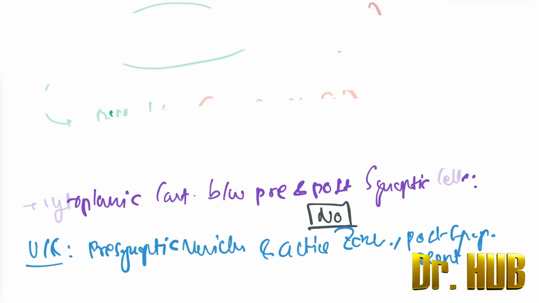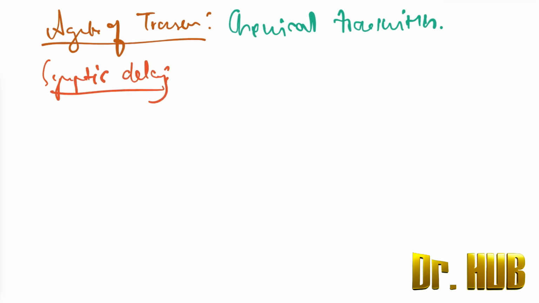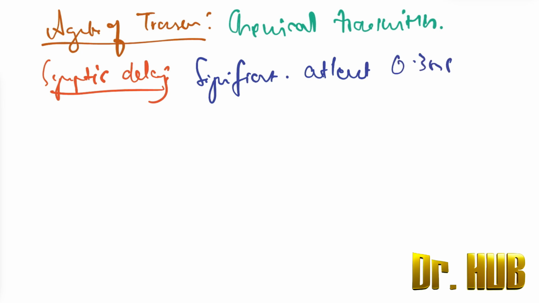Now, what about the agents of transmission? Under the agents of transmission, it includes a chemical transmitter. So how is the synaptic delay? Under the synaptic delay, it is significant. That is at least 0.3 milliseconds, and it is usually 1 to 5 milliseconds or longer.